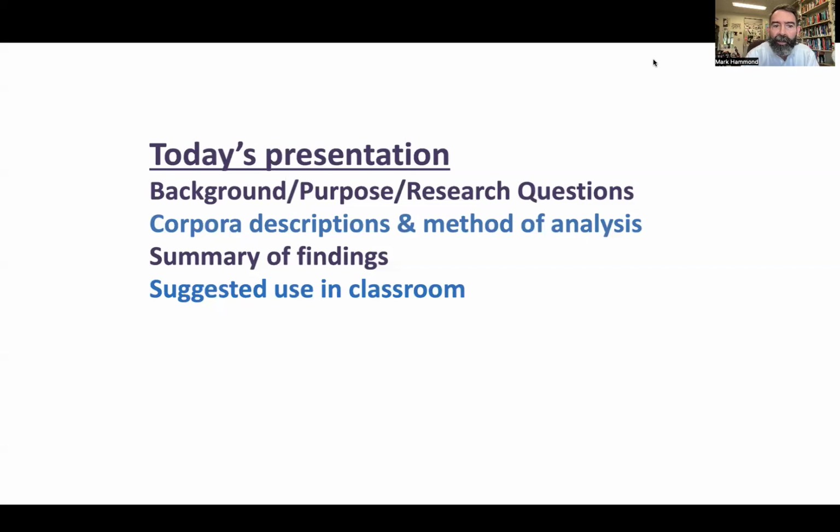In today's presentation, I'll give you a little bit of background and talk about my purpose and research questions. It is a corpus-based study, so I'll give you some corpus descriptions and then the method of analysis. I'll give you a summary of the findings, just so it can help to frame what maybe many of you are interested in, which is how you might be able to use this in your own classroom, which is what I'll do towards the end of the presentation.